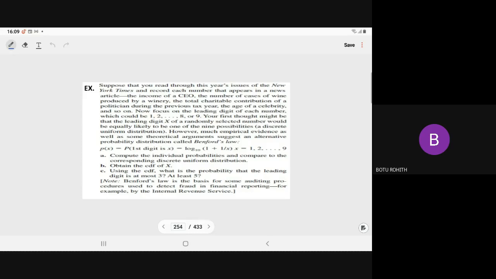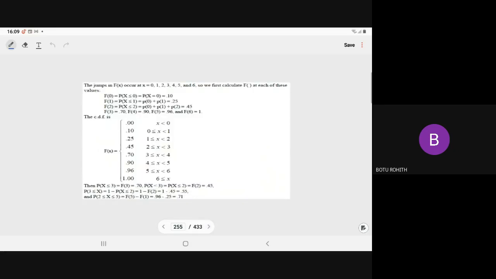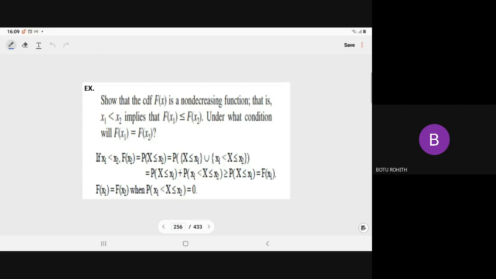Last time, I gave you an idea about the probability density function and cumulative distribution function. Some questions we have done. In series of that, we have this question also. You can read. I'm going to do this question.